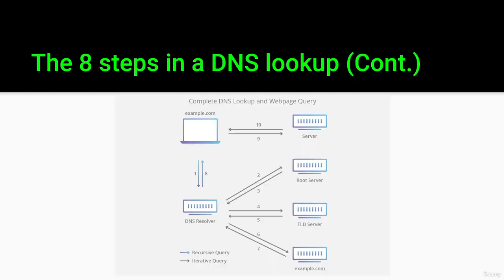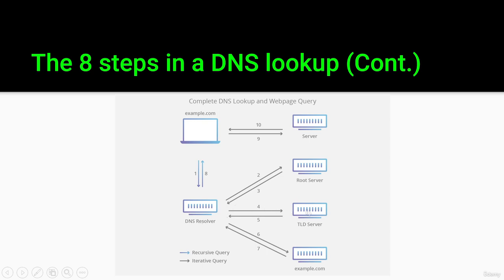Now here is an example, okay, of a complete DNS lookup and web page query. So here you can see that the one in blue is the recursive query, and the one in black is the iterative query. So we start from here. So for example.com, as you can see, we get from the DNS resolver, and it will go to the root server, and it will get it back to the DNS resolver.